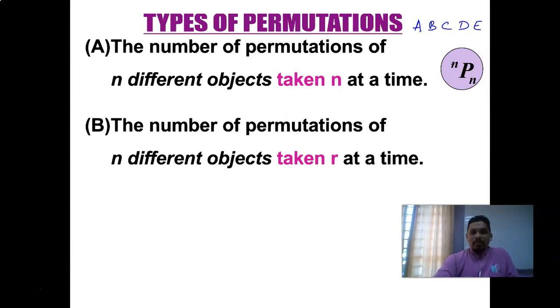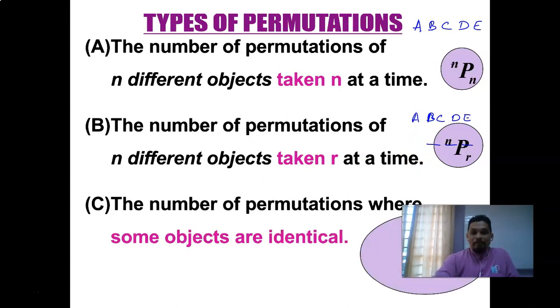And then this one here, the number of permutations of n different objects taken r at a time. Just imagine that I have the letters A, B, C, D, and E, and out of these 5, I need to choose any 3 of them. It's either A, B, C, A, C, D, A, D, E, B, C, D, B, D, E. It's all up to you as long as we choose 3 out of 5. So for this one, we come up with the term nPr.